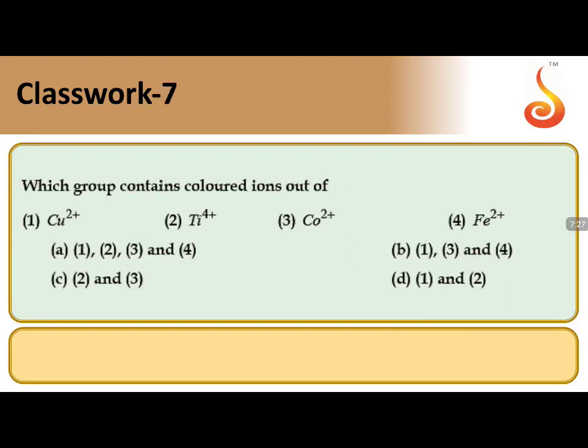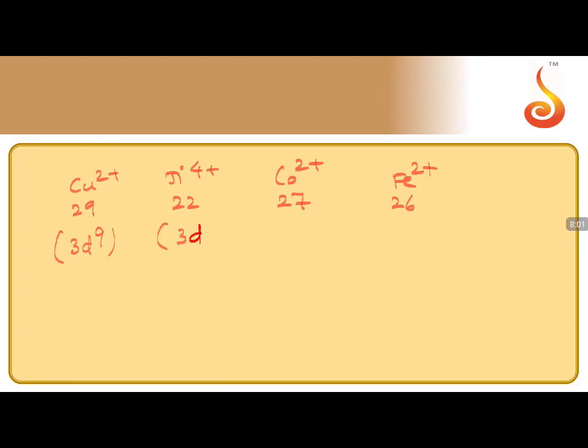So now which group contains colored ions out of the following? Okay, let us go to the copper, titanium, cobalt and iron. So Cu2+, Ti4+, Co2+, Fe2+. When you take this particular one, atomic number of copper 29, titanium 22, cobalt 27, iron 26. So the electronic configuration of this one will be 3d9, and this will be 3d0.